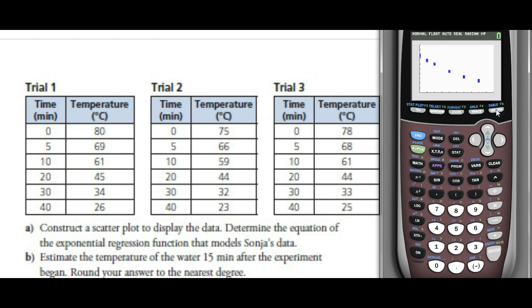And hit graph. And you'll see little clusters, right? Because each one is sort of the 3 measurements, right? At each of these times, we have 3 measurements, right? 80, 75, and 78. So they're all pretty close together.